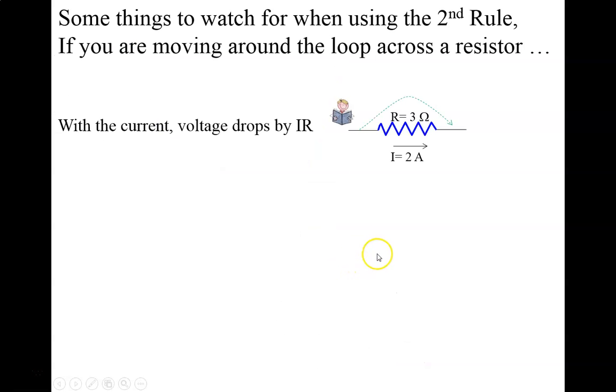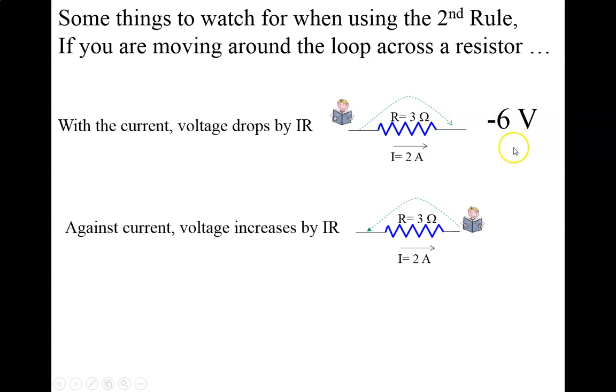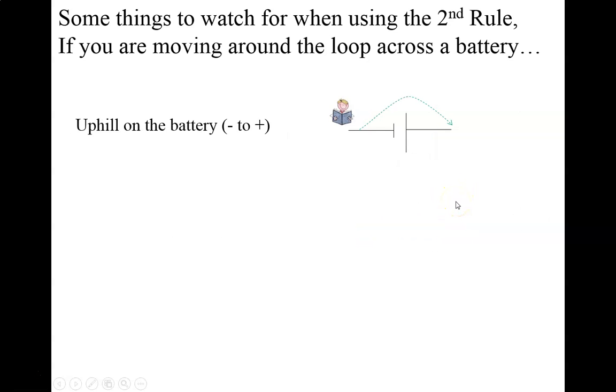Now, when you're using this loop rule, when you follow the electron flow, you go across a resistor, you lose voltage. That makes sense, so I'm going to end up with a negative. If my current's 2 amps and my resistance is 3 ohms, my voltage drop is equal to minus 6 volts. If on your travels you go the opposite way on a resistor, going upstream, it's plus 6.